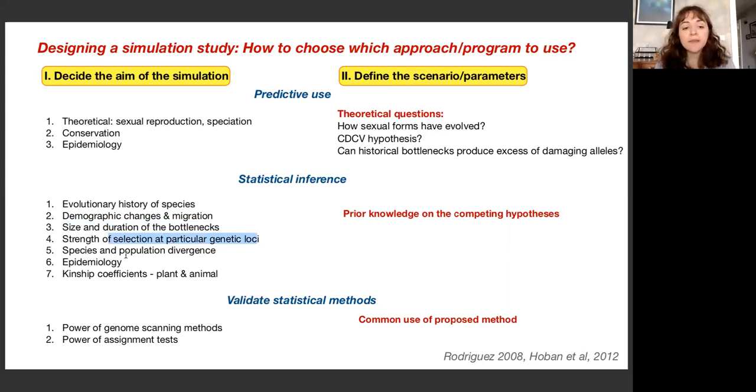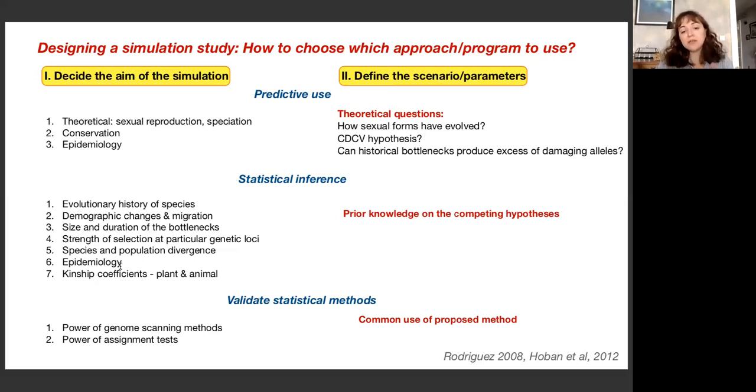And also we can, for example, study the divergence of the species and the populations, as well as kinship coefficients in both plant and animal species. So if we would like to study all the dynamics of these processes, then our aim is statistical inference. For that purpose, we can also use the simulations.